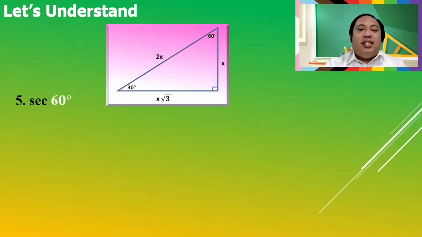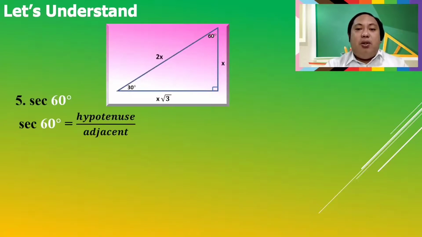Number 5, secant 60 degrees. Secant 60 degrees is equal to hypotenuse over adjacent side. Hypotenuse is 2x over the adjacent side, which is x. We simplify, we have 2. Hence, our secant 60 degrees is equal to 2.